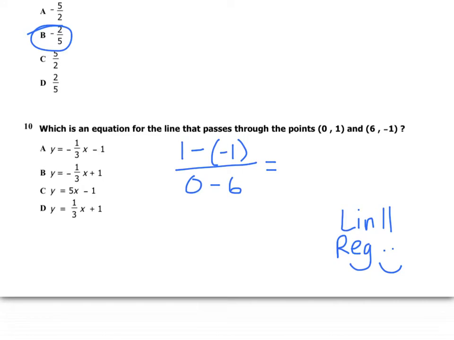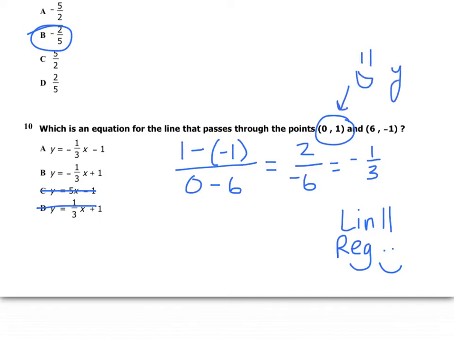So y minus y, 2 over x minus x, -6, which is -1/3. So I know my slope is -1/3, and I know the answer can't be C or D. If you look carefully, this is a special point. We know what that is. That's our y-intercept. If that's our y-intercept, then I know that +1 has to be my y-intercept in the equation, and B is our correct answer.